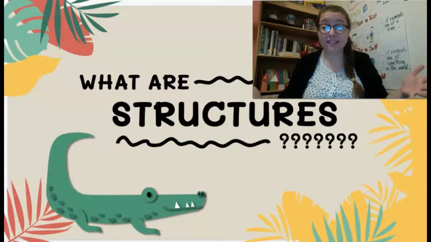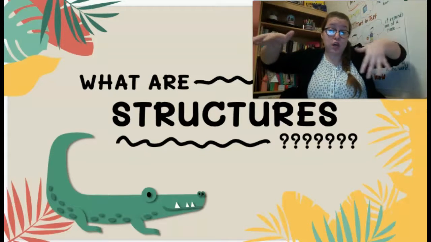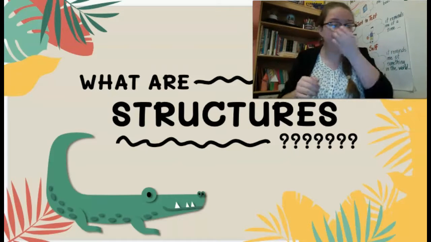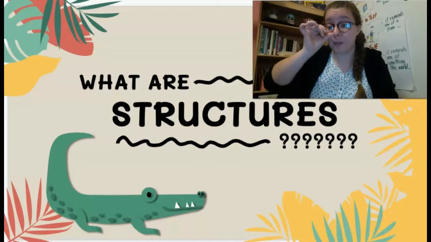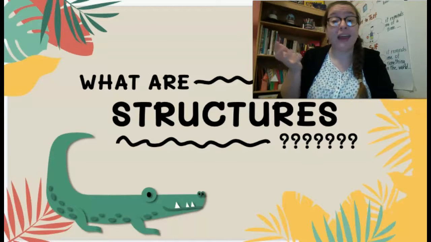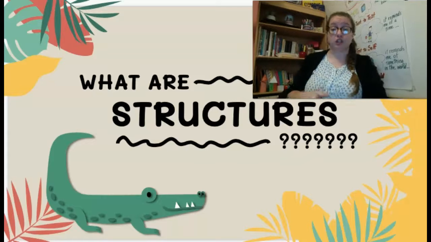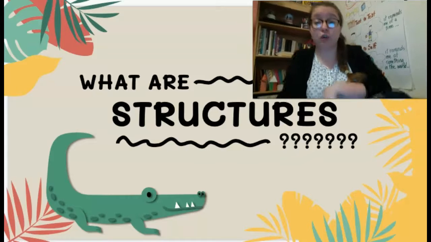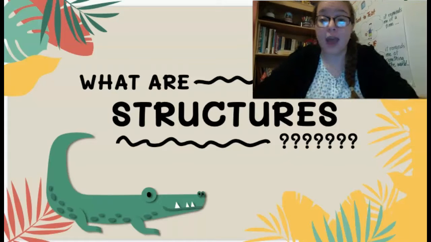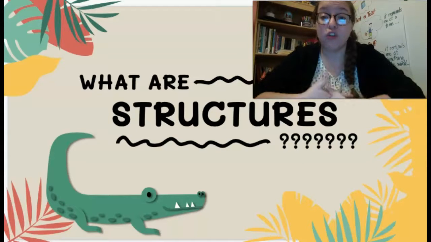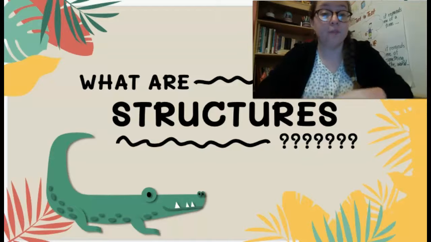It is now time for our science lesson. Today for our science lesson, we are going to continue learning about animal structures. Yesterday we learned that animal structures are things that animals use to help them survive, the different parts of their body they use. And today we're going to talk about another way that animals use their structures to survive.